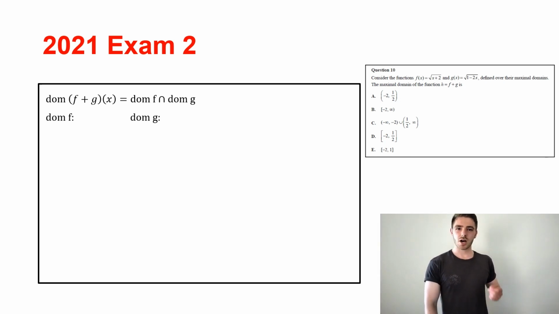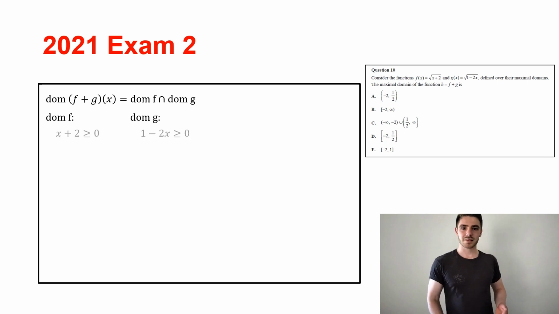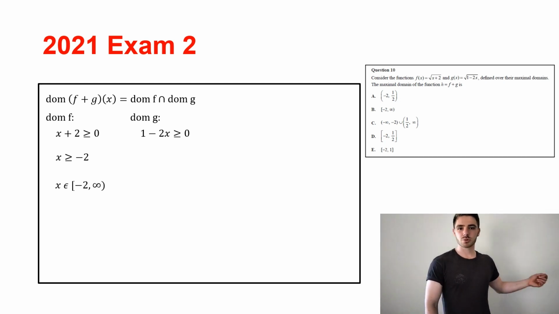Square root functions are only defined where their input is greater than or equal to 0. So in order to find the maximal domain of these functions, we need to set their input greater than or equal to 0 as follows. Starting with root x plus 2, we know that the maximal domain of this function will be where x plus 2 is greater than or equal to 0. And solving that inequality gives us the resulting domain x is from negative 2 all the way up to infinity.